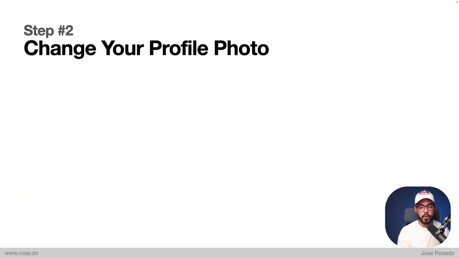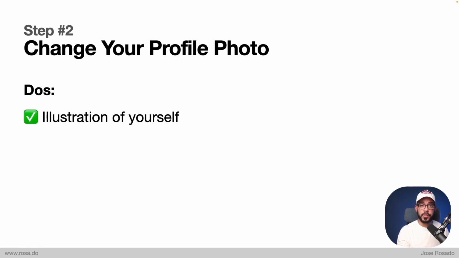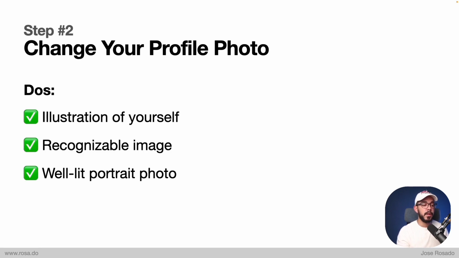Change your profile photo. Here are the do's. Illustrations of yourself, recognizable image, well-lit portrait of yourself. That one is the key, the well-lit portrait of yourself. If you're struggling to come up with a really good picture of yourself, go outside at 4 or 5 p.m. This is the time that we call the golden hour because the photos are just amazing because the sun is very, very low in the horizon. So it creates a beautiful shade on your face. It just makes the photos much more compelling because of the shadows that are rendered at this time. So go outside at 4 or 5 p.m. and take a photo of yourself like that, a really good selfie.